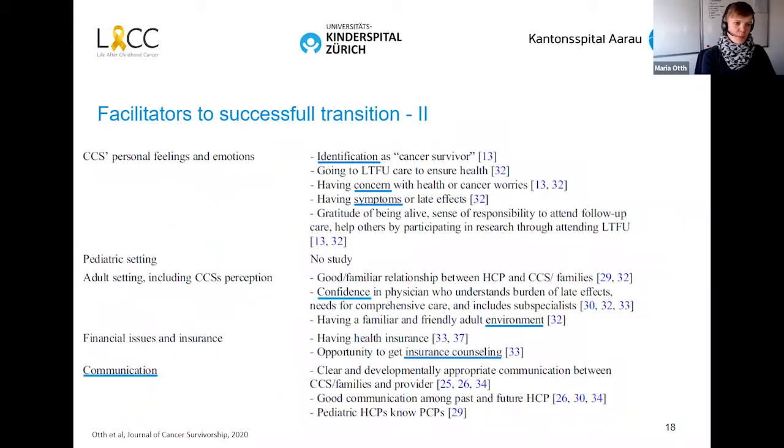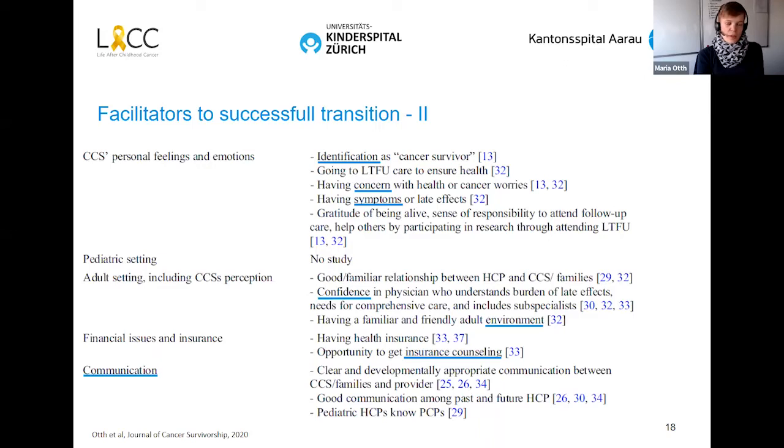From the survivors' personal feelings and emotions perspective, it was also mentioned that when they identified themselves as cancer survivors, that's rather a facilitator. And not surprisingly, those who are concerned about their own health, have cancer worries, or maybe also suffer from late effects, for sure go more frequently to the visits, and there's less loss to follow-up, and they continue follow-up care after transition.